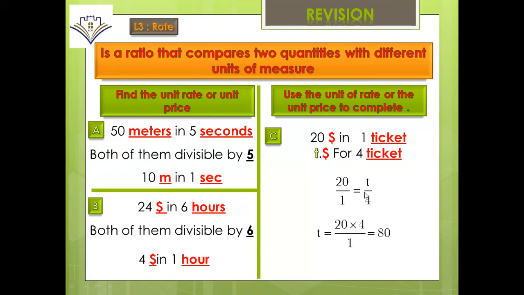But we can say by cross multiplication, 4 multiply 20 divided by 1. 4 multiply 20 equals 80, divided by 1 equals $80.